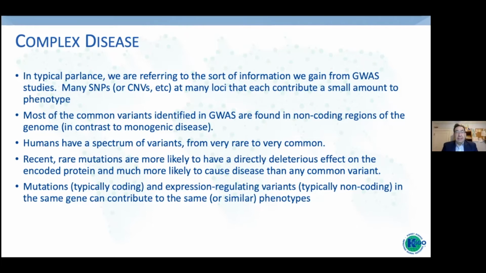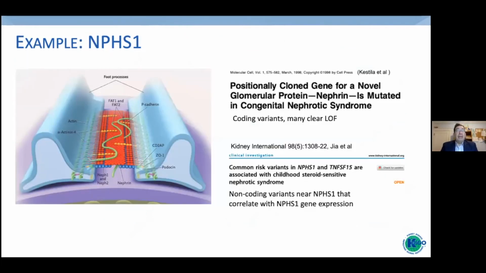phenotypes. One example would be NPHS1, the gene encoding nephrin, the important structural and signaling molecule of the slit diaphragm. Mutations in the nephrin gene NPHS1 cause congenital nephrotic syndrome under a recessive model of inheritance. That's a pretty monogenic disease. Many of the mutations associated with congenital nephrotic syndrome are clear loss of function mutations.